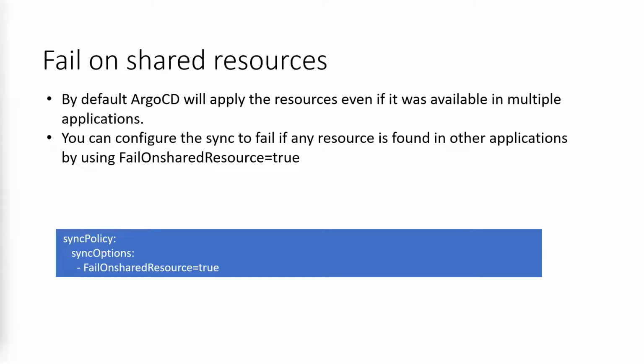With that, you can make sure the same resources are not deployed multiple times in the same namespace. You can either move to a different namespace, or you have to rethink whether you should deploy that here, correct? So all these options are available on the sync side.